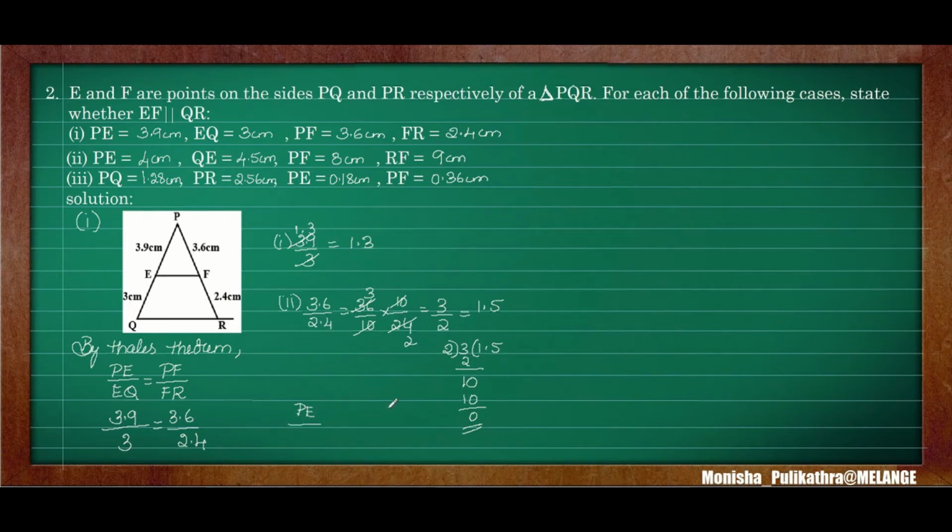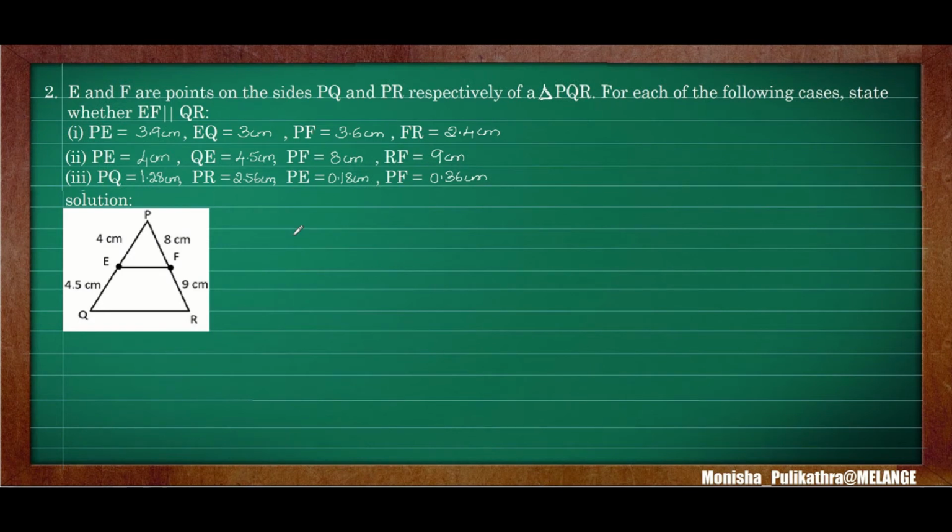PE by EQ is not equal to PF by FR. Since the ratios of the corresponding sides are not proportional, therefore triangle PQR is not similar. So this is the way to find out whether the given statement is similar or not. In the first case, it is not similar. Hope you understood this.